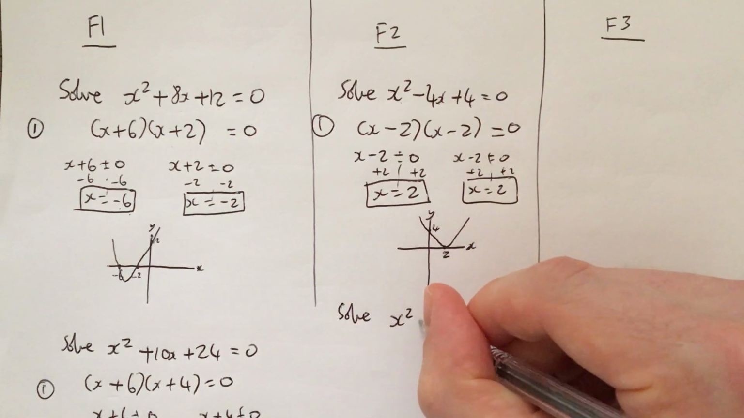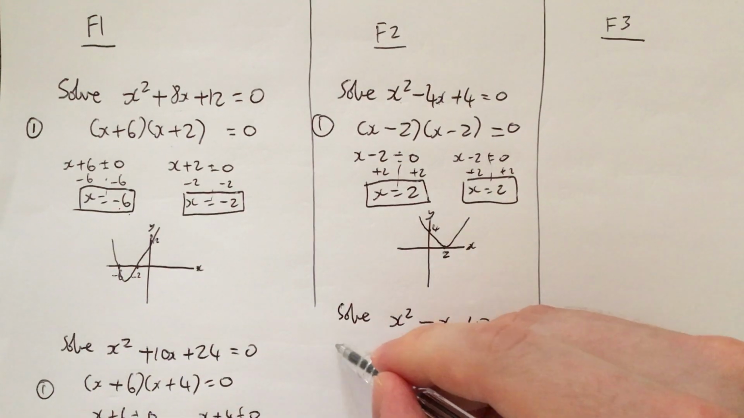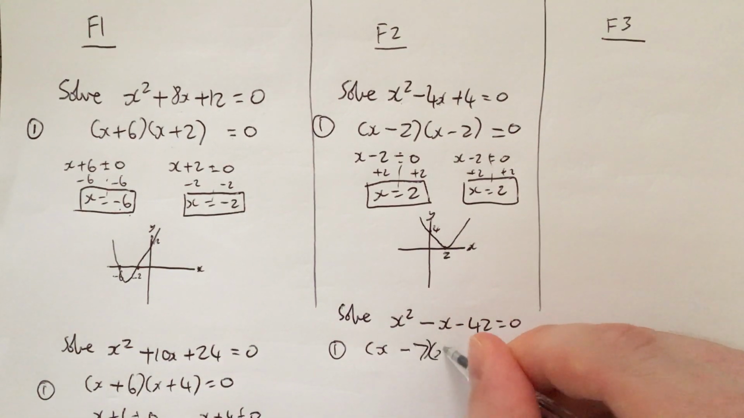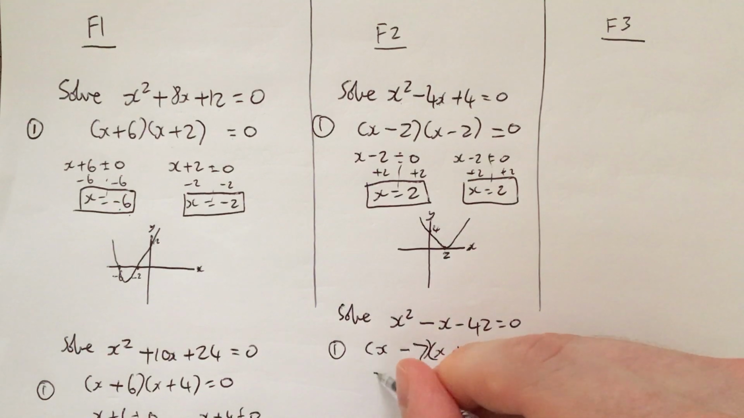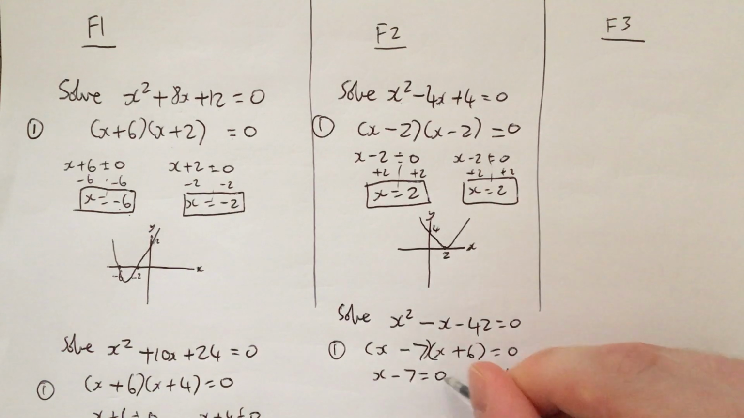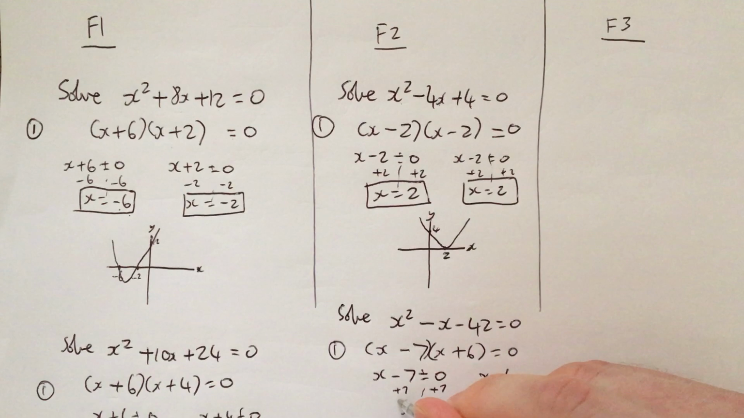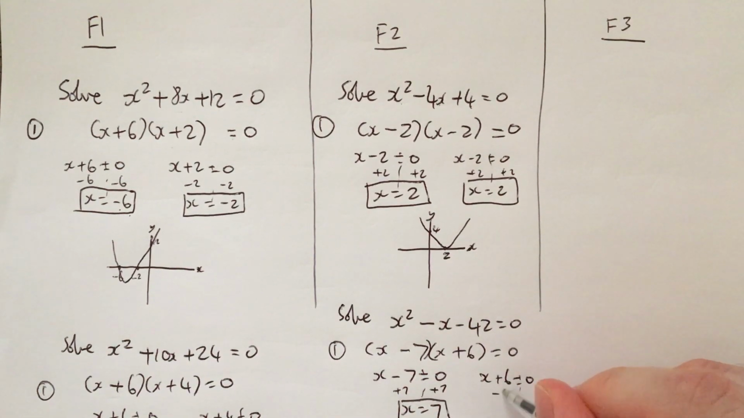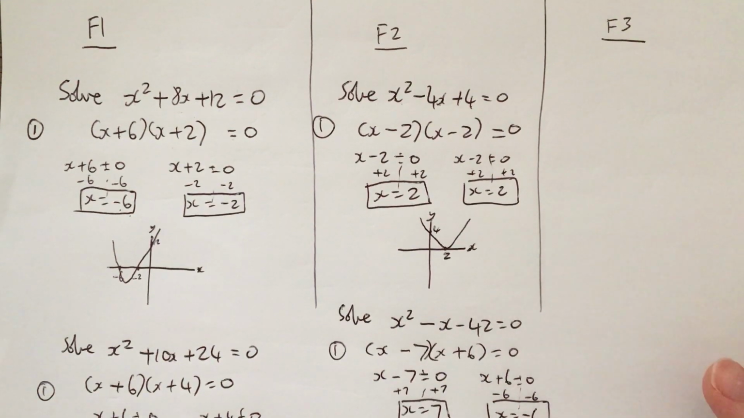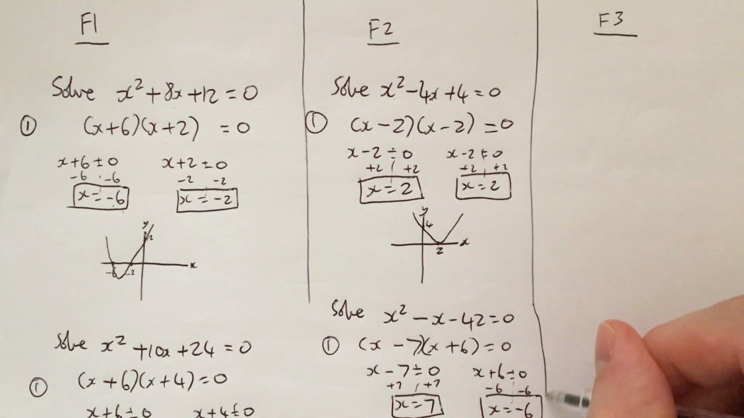Solve x² - x - 42 = 0. Can I factorise it? Yes, you can. So it'd be (x - 7)(x + 6) = 0. And then separately, we'd look at that. x - 7 = 0, x + 6 = 0. This time I try not to go off the page. So add 7, x is positive 7. Then I would minus 6, x equals negative 6. Okay, last two examples, very quick last two examples.